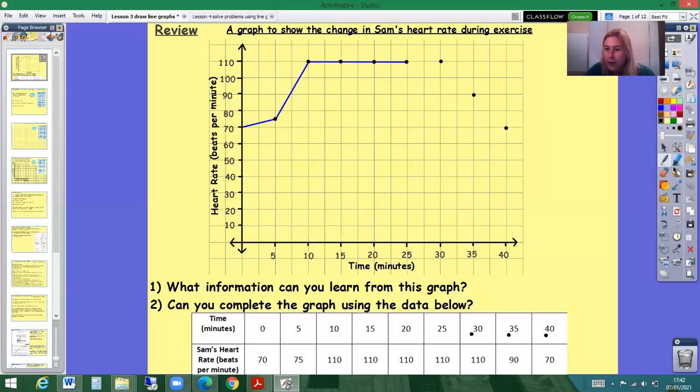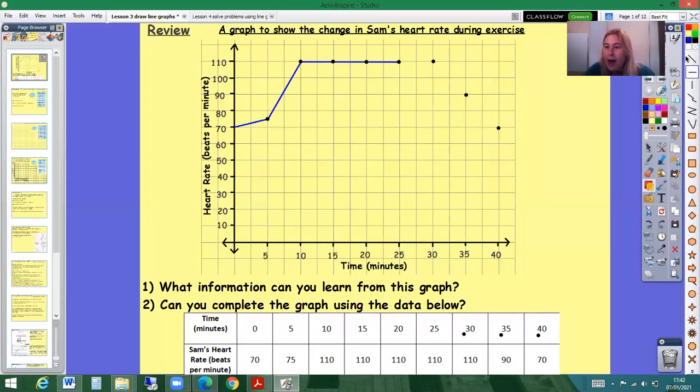And then what I can do, and I hope you guys did this too, use a ruler and a pencil to continue the line, and we want to continue it really neatly. So carrying on the horizontal line where it stays the same, and then connecting the dots as the heart rate decreases. Okay, so hopefully your line graph looks like mine.